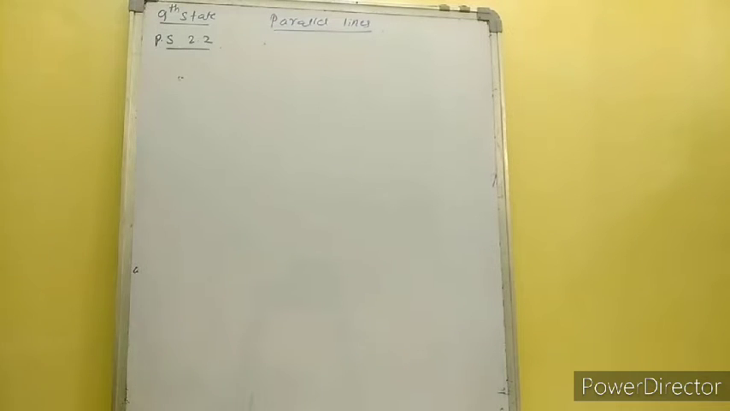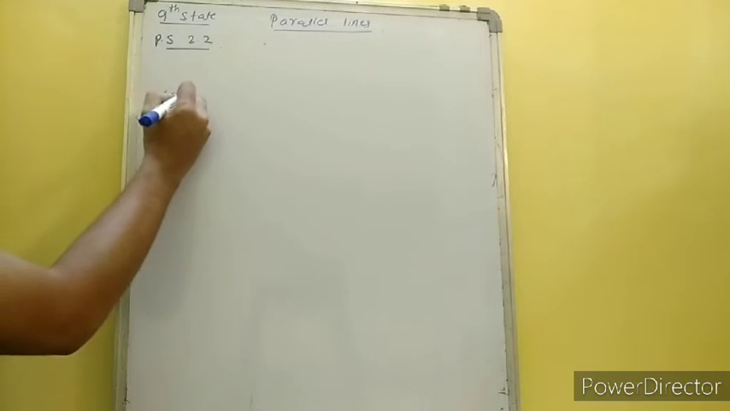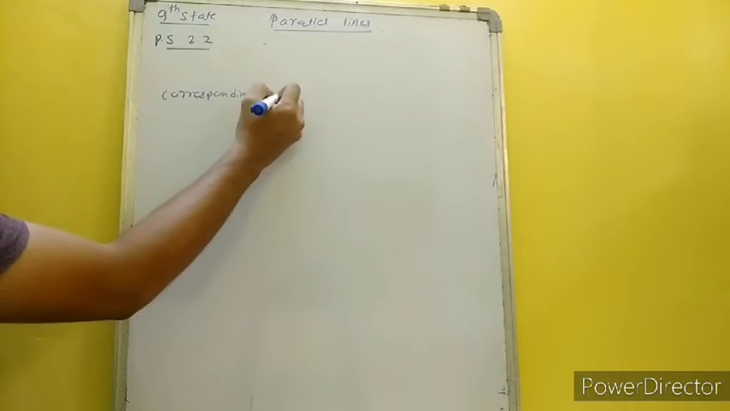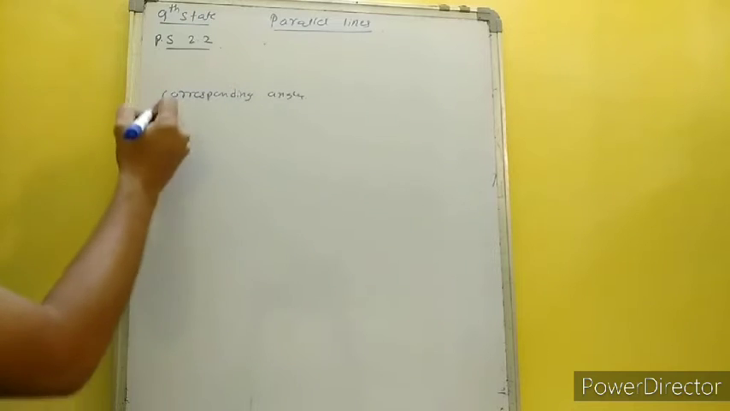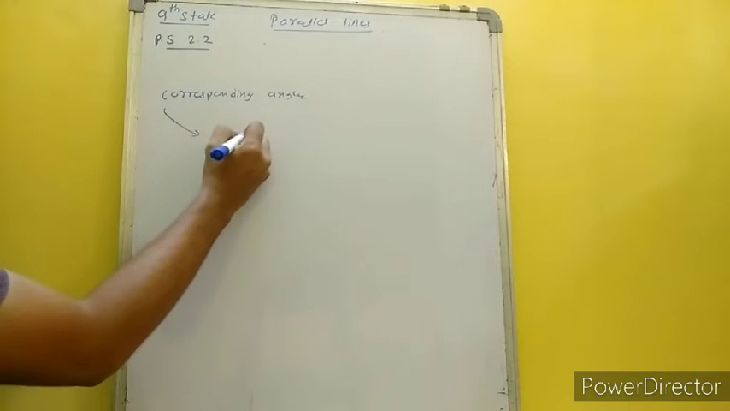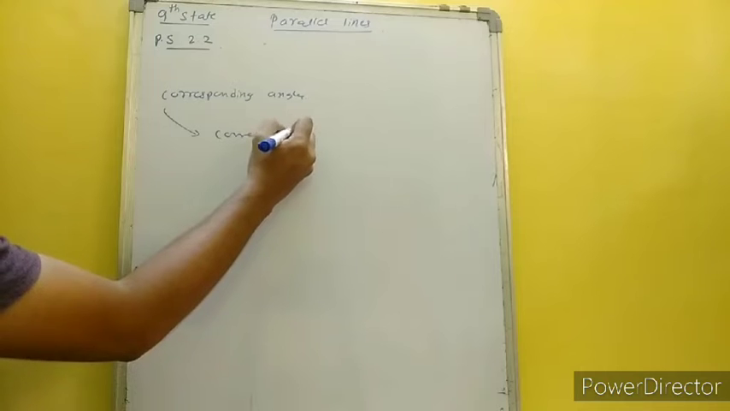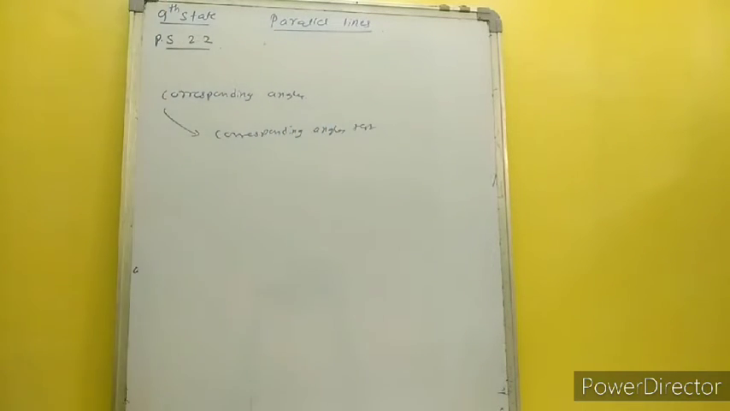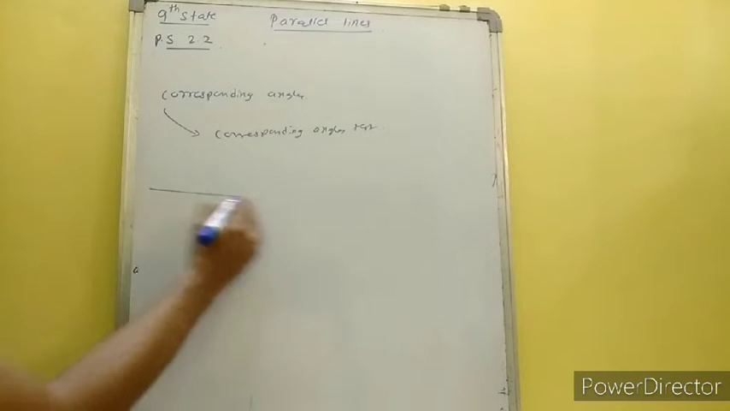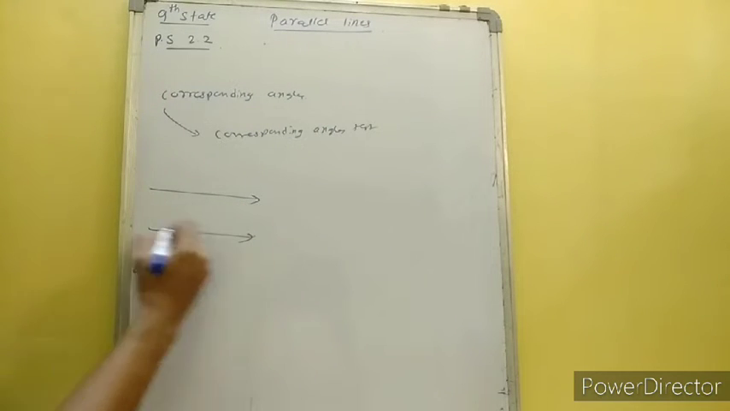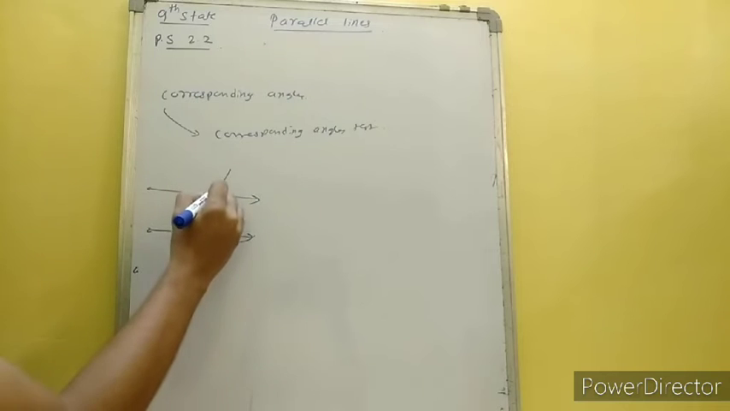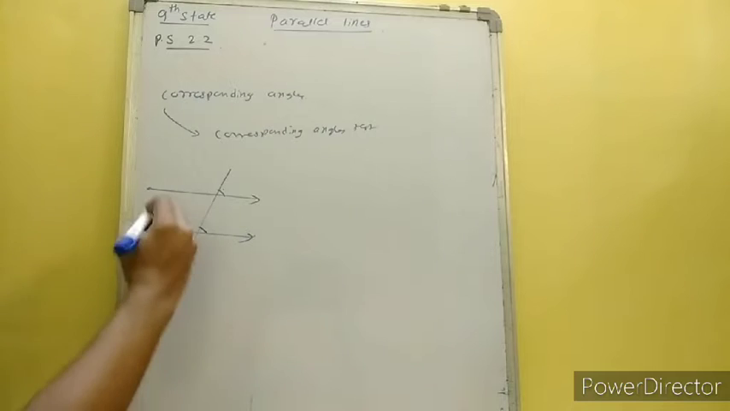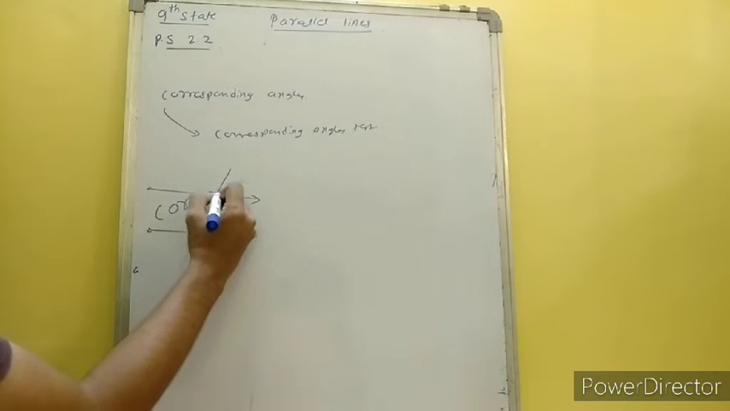In the previous exercise we have seen what is corresponding angle. Now we will see what is corresponding angles test. So see, if two lines are parallel, the angle above the line and angle above the line are congruent to each other. That is called a corresponding angle.